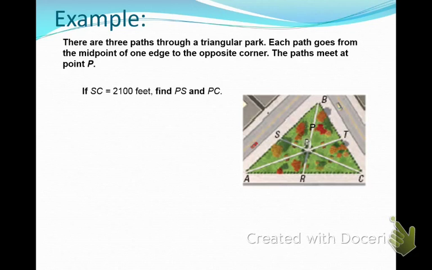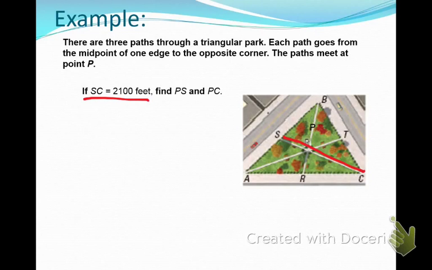All right, so if this line from here to here, SC, is 2,100, what would PC be? Apply our rule here. The same rule. PC is this distance. It's the longer of the two distances. So what would it be?